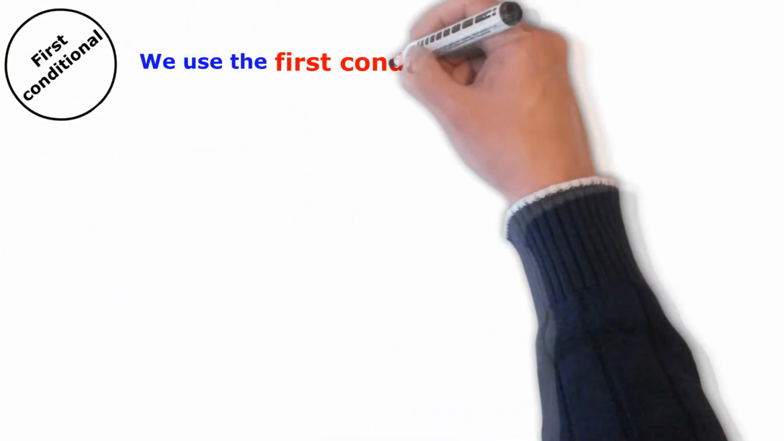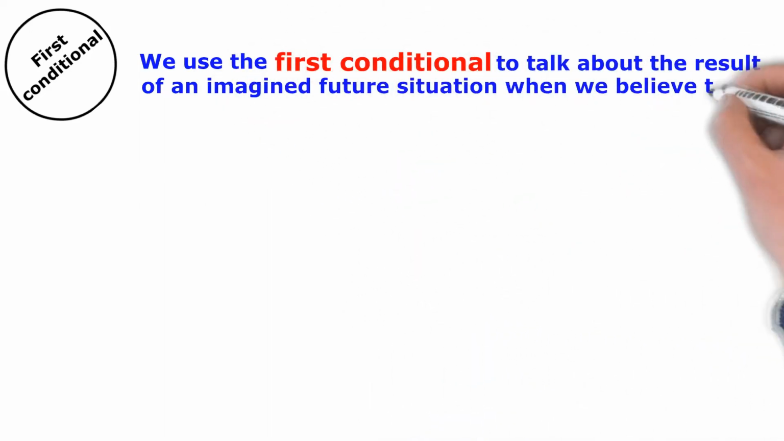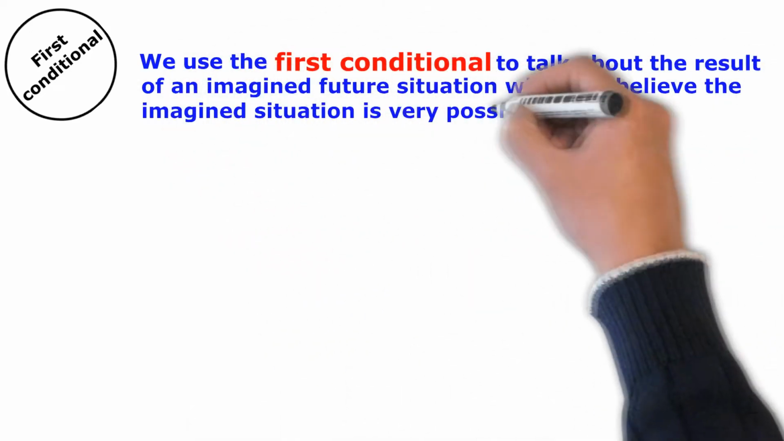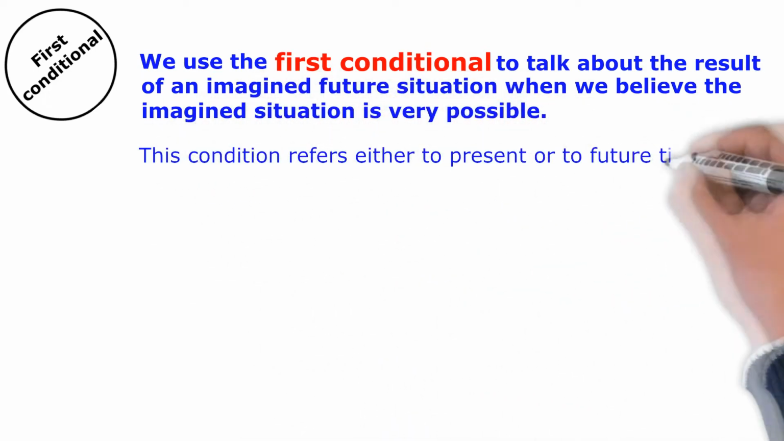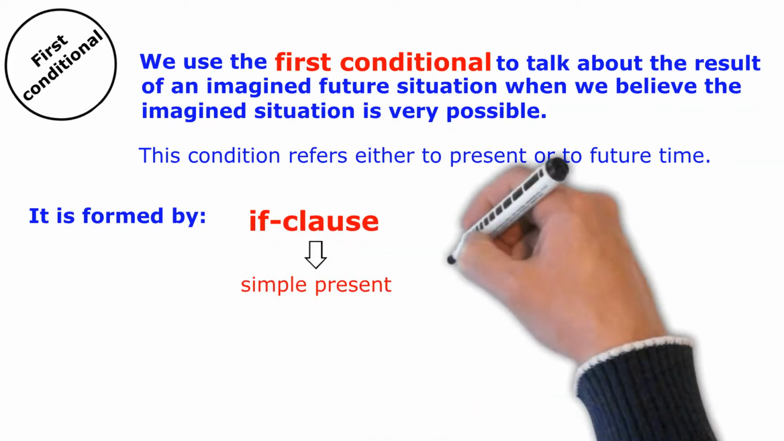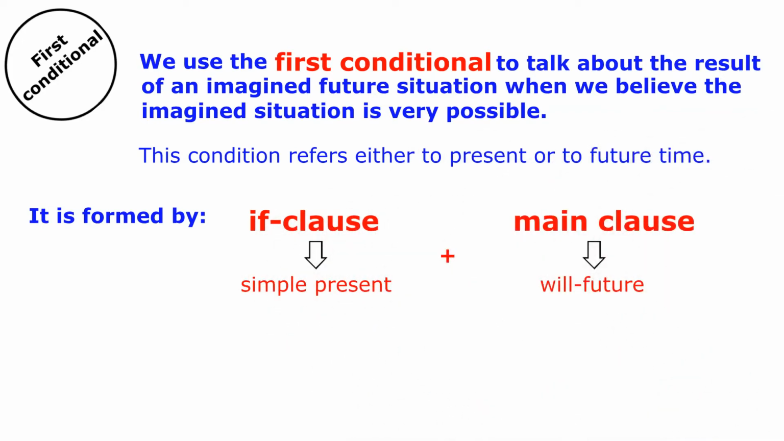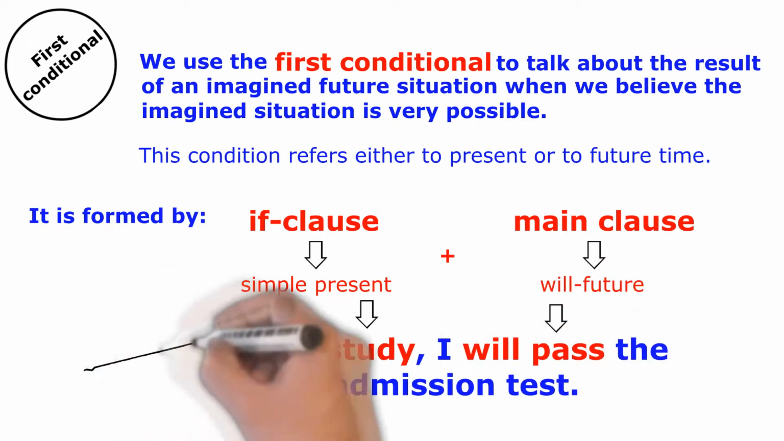We use the first conditional to talk about the result of an imagined future situation, when we believe the imagined situation is very possible. This condition refers either to present or to future time. It is formed by an if clause in simple present, plus the word will and the verb in future tense. If I study, I will pass the admission test.